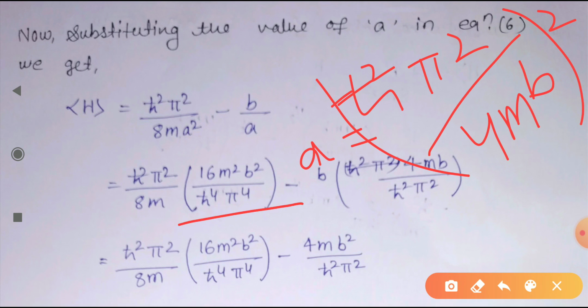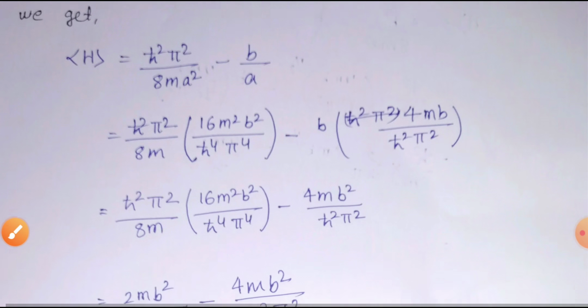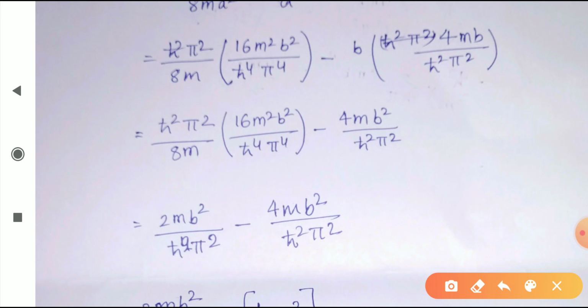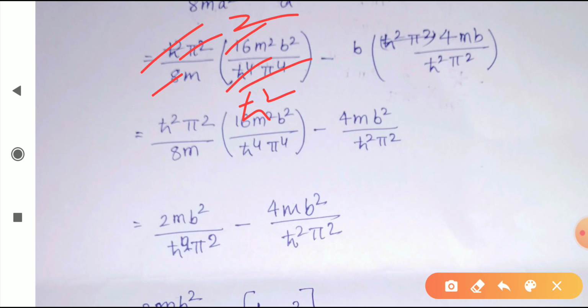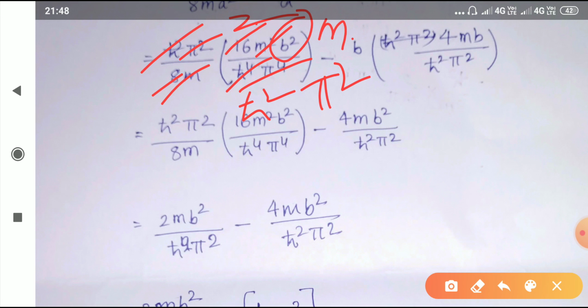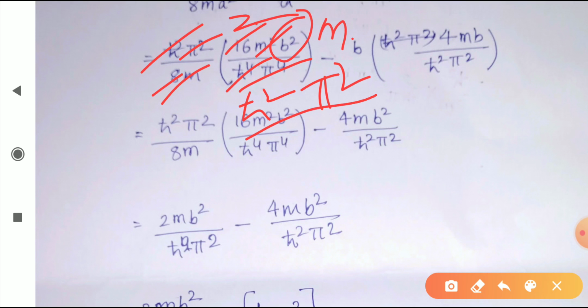Clear? Now here minus b upon a we have, so this I can write 4mb divided by h cross square upon pi square. Clear? So when we solve this, some terms we can cancel, that is we can divide 6 by 8, so here we'll get 2. This h cross square I can cancel with this h cross to 4, so here we will get h cross raised to 2. Then pi square I can cancel with this, so we will get pi square. Here m can cancel to m square, so here we'll get m only. So basically what we are getting is 2mb square on the numerator, and in the denominator we are getting h cross square upon pi square.